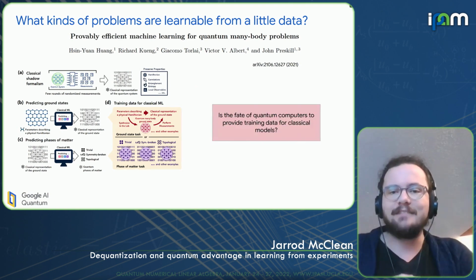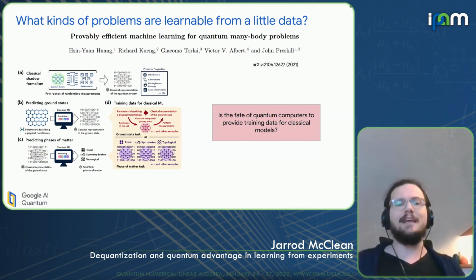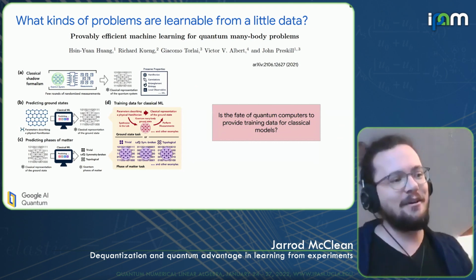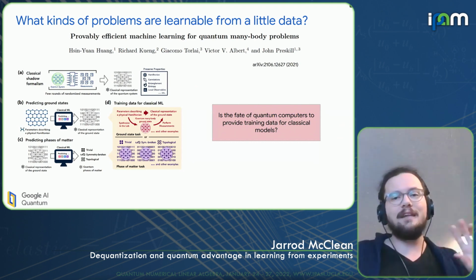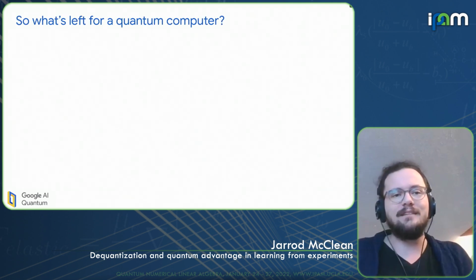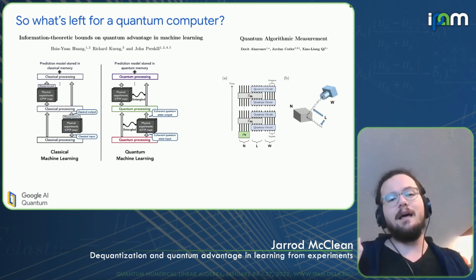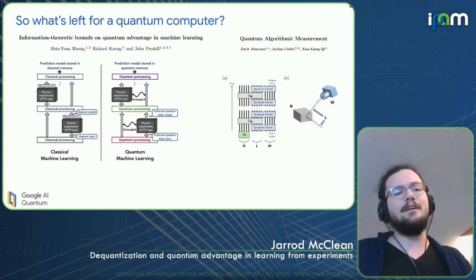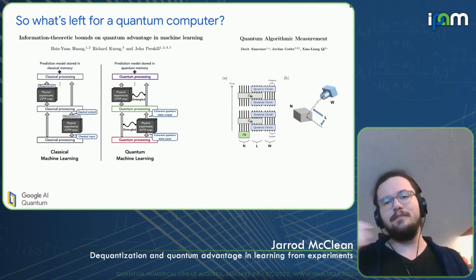And so then you start to ask yourself, well, is the fate of quantum computers just to provide training data for classical models, so that at some point we've tabulated enough data that we're essentially done for purposes of practical problems? And luckily, some of the same authors went on to say, well, perhaps not. There are cases where you can take data directly from a device and you can process it in a way that no amount of single copy processing could ever compete with this.